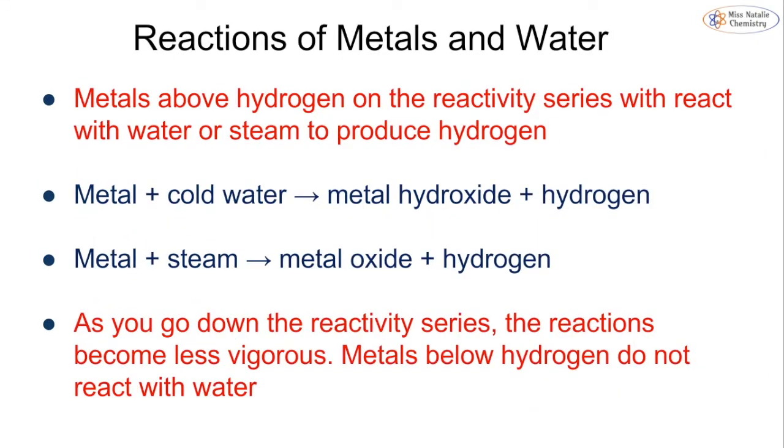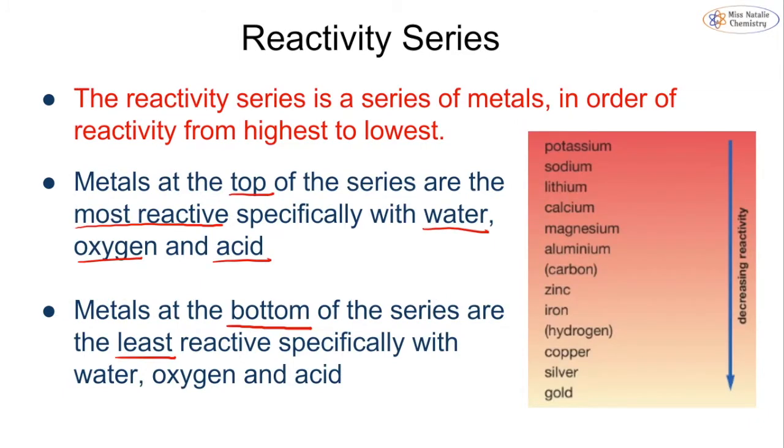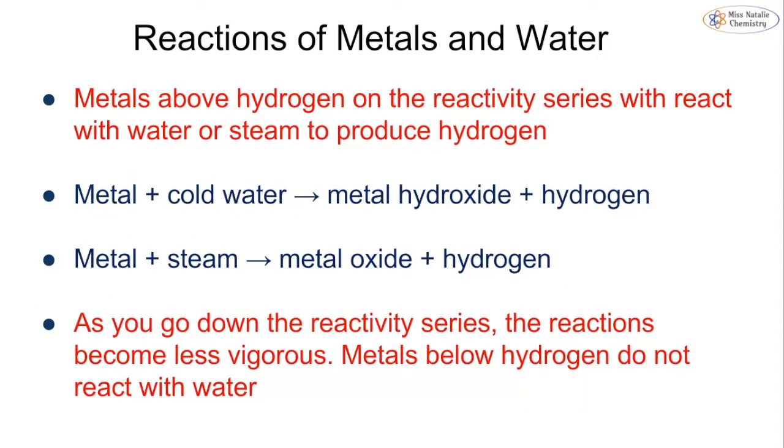So let's look at the specific reactions of metals with water. Any metal that is above hydrogen on the reactivity series, so from potassium down to iron, is going to react with water or steam to produce hydrogen. If it's a metal and cold water, we're going to form the metal hydroxide and hydrogen. If it is a metal and steam, then we're going to form the metal oxide.